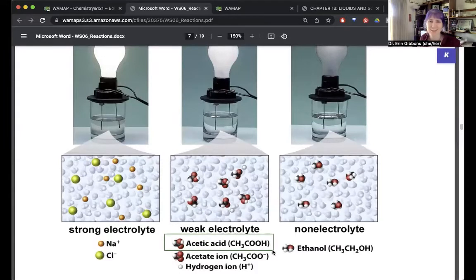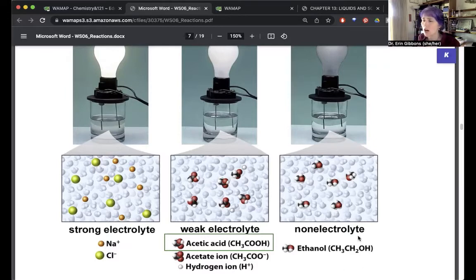So acetic acid, yes, okay, it's working. Acetic acid is a weak electrolyte. Most of it stays together as a neutral molecule, but a small amount will break into those ions, the acetate ion and the H+, because it's an acid. Acids will form that H+ in water. So even if it's weak and not very much breaks apart, any little bit of ionic character will allow the electrons to flow.